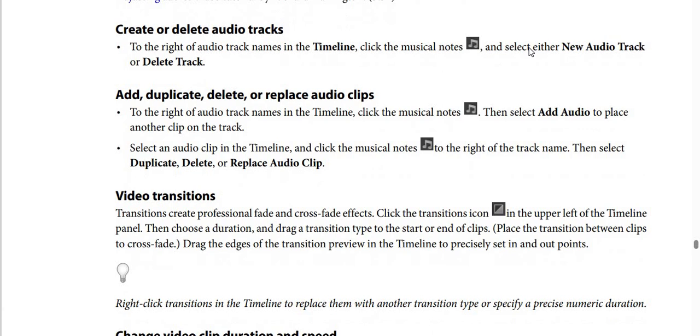And how to create or delete audio tracks. How to create or delete audio tracks. To the right of audio track names in the timeline, you should click the musical notes and then select either New Audio Track or Delete Track.